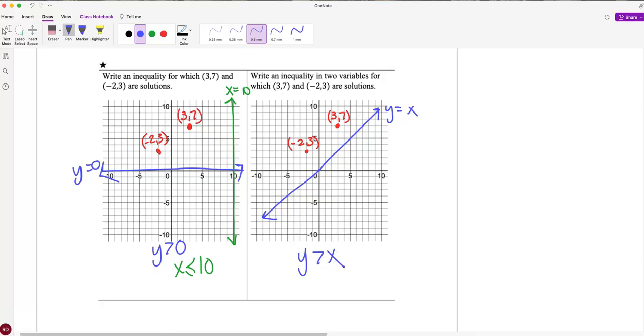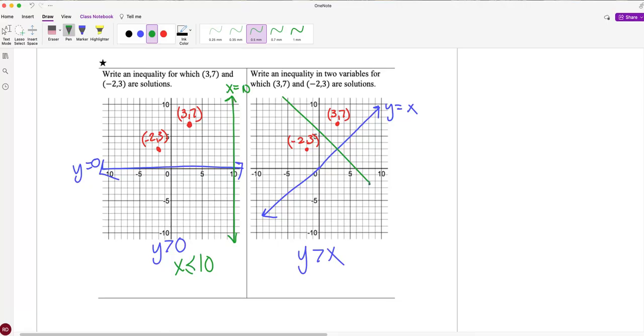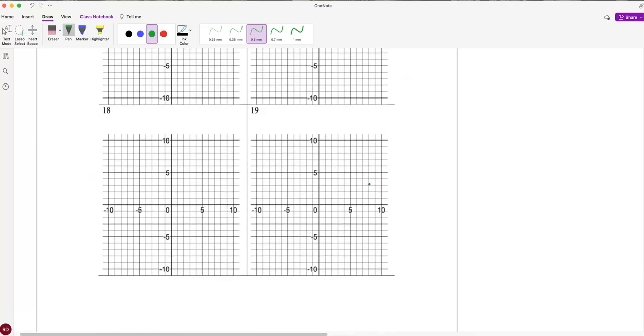There are many different answers here. All I would need is a line that both these points live above. What would not work is this line would not work, okay? Because both of those points would not be solutions, okay? And that leads us up into homework for this section.